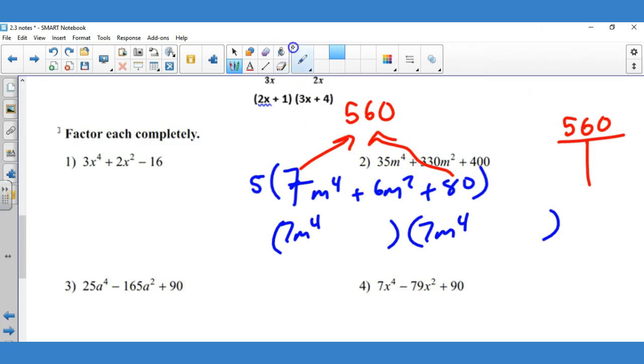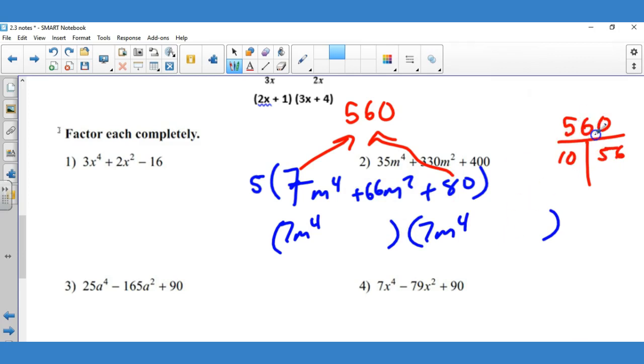Oops, this should be 66. I just realized. There we go, 66. Now we're going to take the factors of 560 that will add to give me 66. So the factors of 560 that'll give me 66 are 10 and 56.